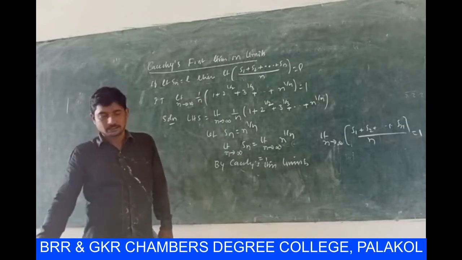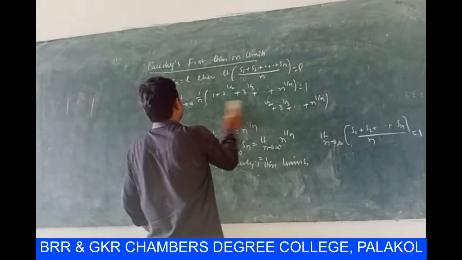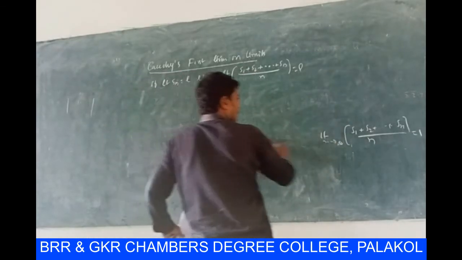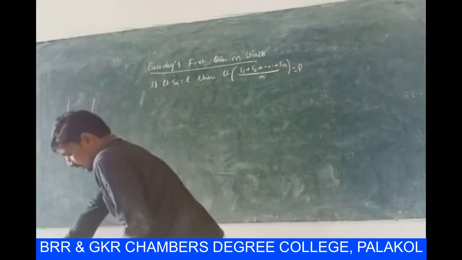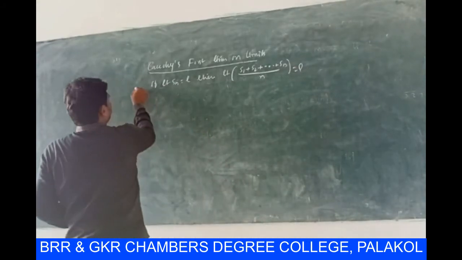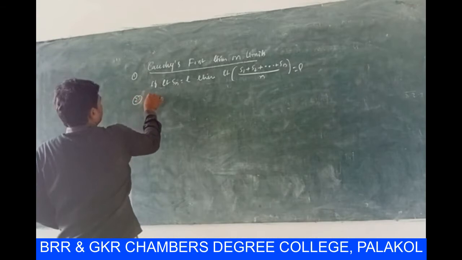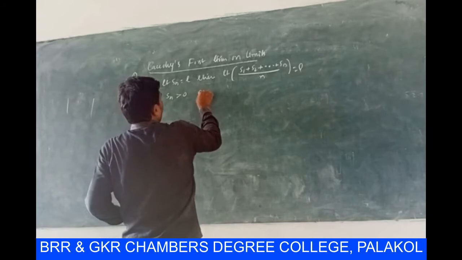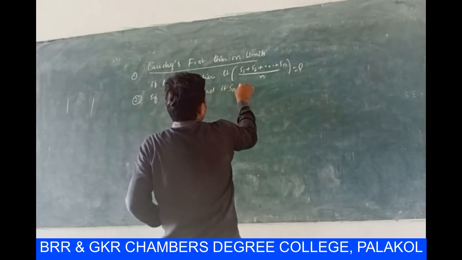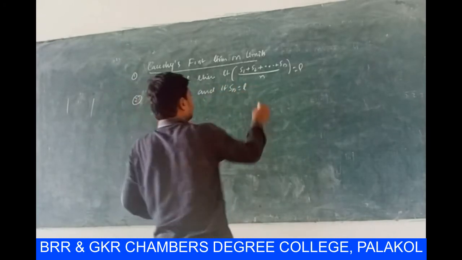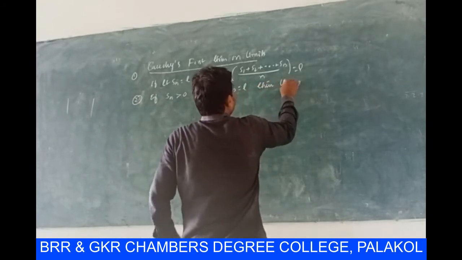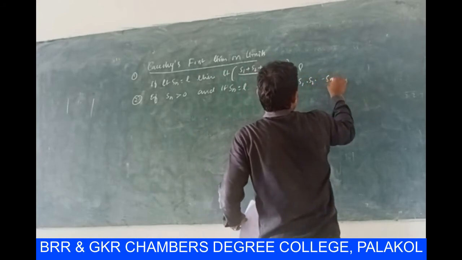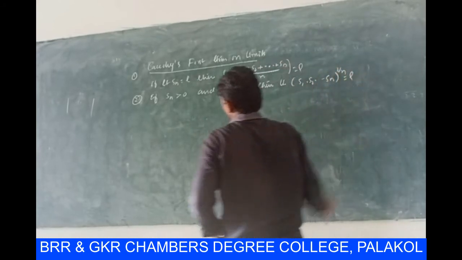Now let us see another theorem. The second one is, this was the first one. Second one is, if Sn is greater than 0 and limit Sn is equal to L, then limit (S1 into S2 into and so on Sn) whole power 1 by n is equal to L.